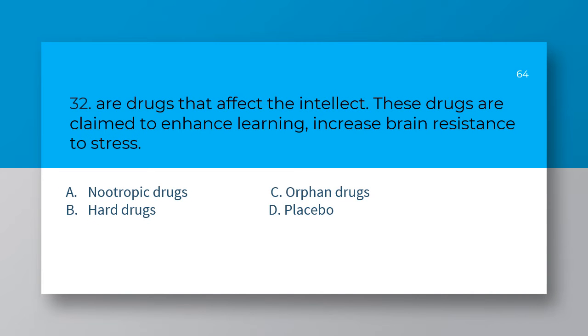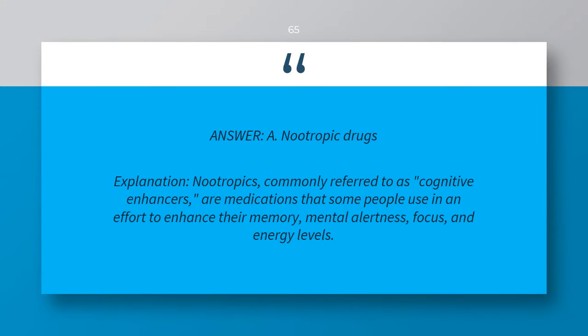Number 32. Are drugs that affect the intellect? These drugs are claimed to enhance learning and increase brain resistance to stress. Answer is A. Nootropic drugs. Nootropics, commonly referred to as cognitive enhancers, are medications that some people use in an effort to enhance their memory, mental alertness, focus, and energy levels.